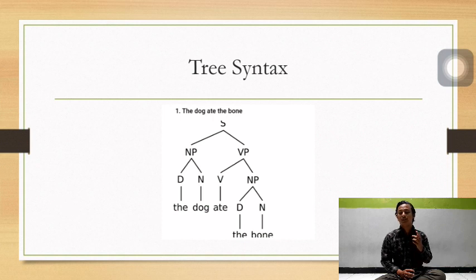Next is verbal phrase, that is from noun phrase, that is the and bone. The here is determiner and bone is a noun.